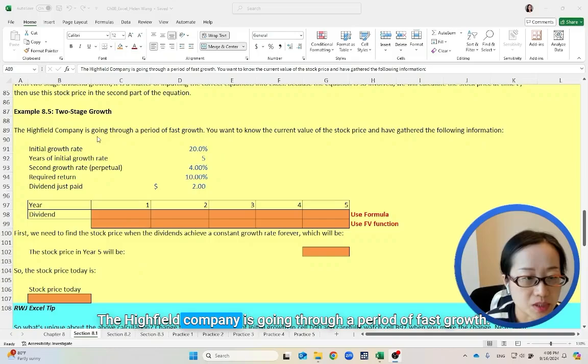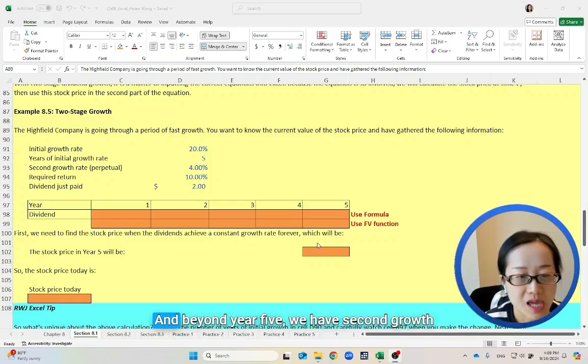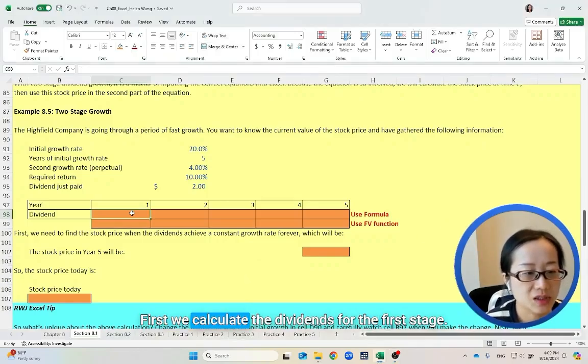The Highfield company is going through a period of fast growth. For the first 5 years, we have this first growth rate, 20% in dividends. And beyond year 5, we have a second growth rate, which is 4% for the future. First, we calculate the dividends for the first stage.